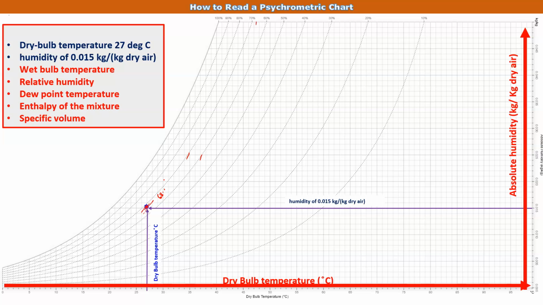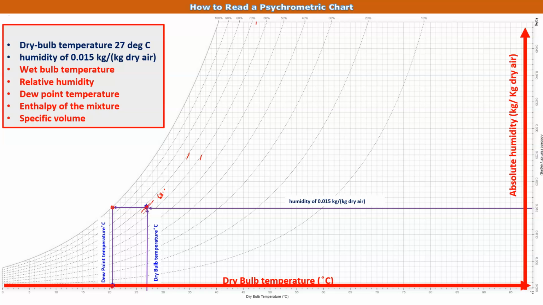Next we have to calculate the dew point. For this dew point we have this common point. From this common point we draw the horizontal line, and that will cut the 100% saturation line, the saturation curve, here. From there, if we go down, that will cut the x-axis, and that is nothing but the dew point temperature. So that is nearly about 20 point something.